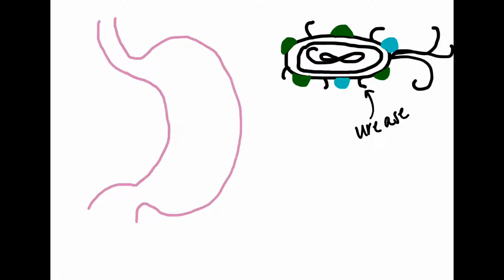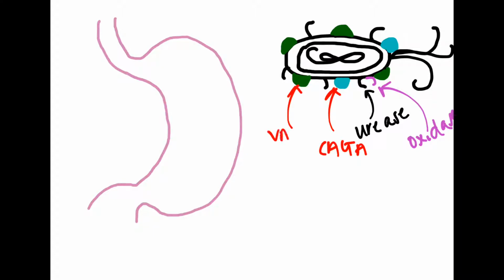Okay? H. pylori also has another enzyme known as oxidase. H. pylori has two other virulent factors known as CAG-A and VAC-A. CAG-A is responsible for disrupting cell integrity and causing inflammation. So this would be CAG-A. And VAC-A would be this one. VAC-A is what causes apoptosis of the cells in our body.